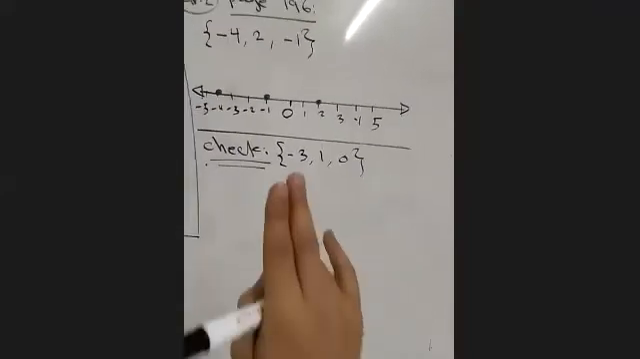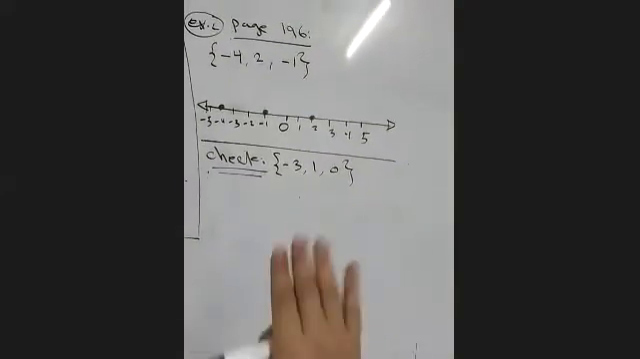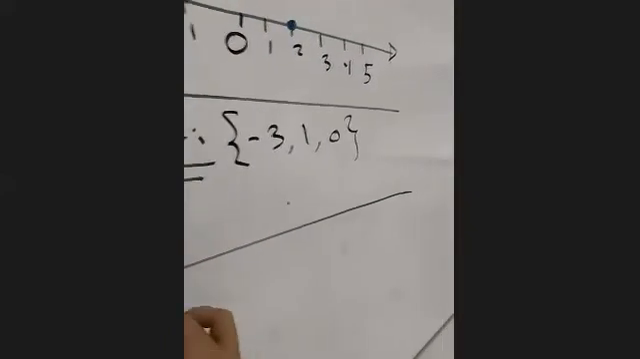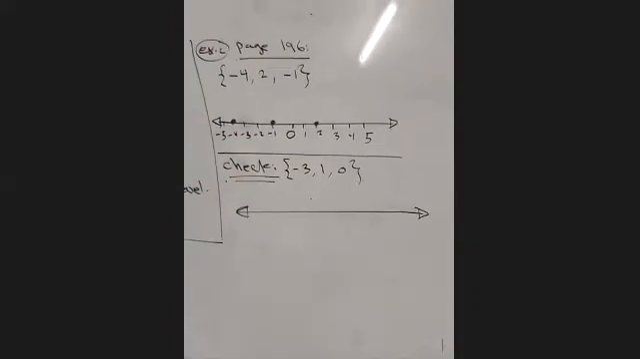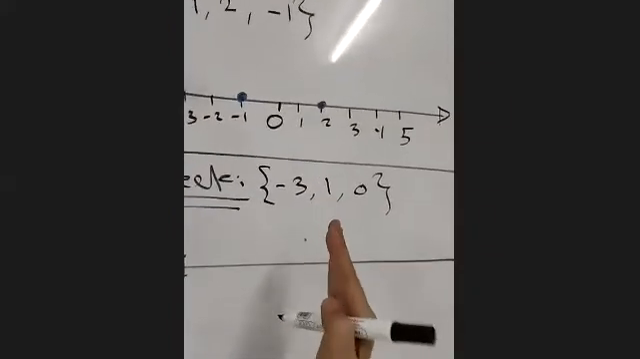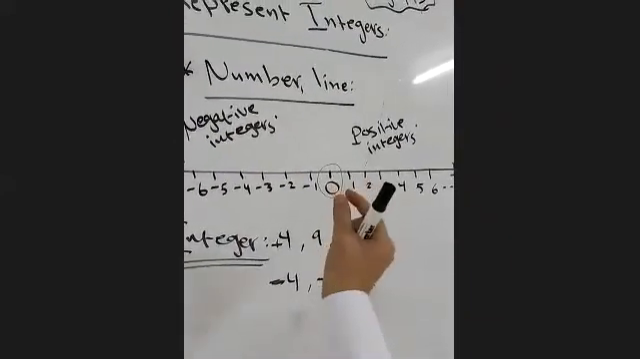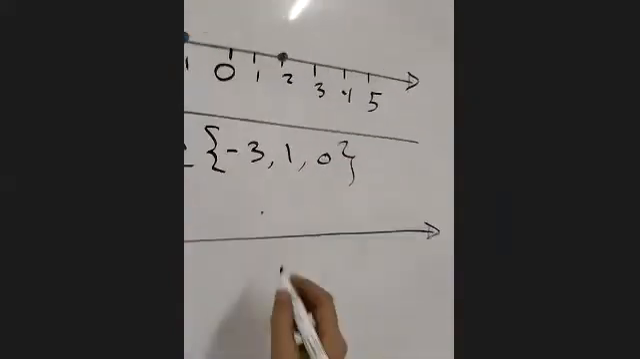Now we have -3, 1, 0 on the number line. What we will do, guys, we will take our ruler, you know the ruler, and make a line like this. Now the first thing we need to put is the middle number. Remember? The middle number, the 0. We put the 0 at the middle.